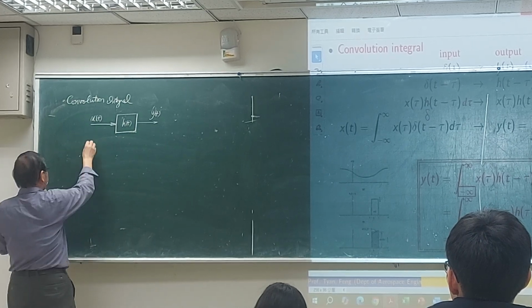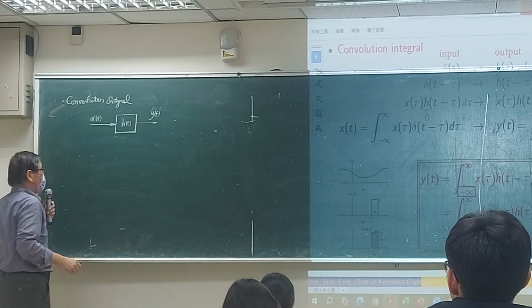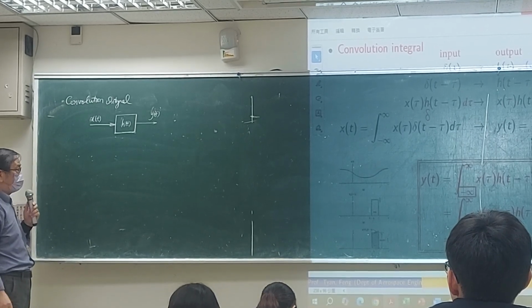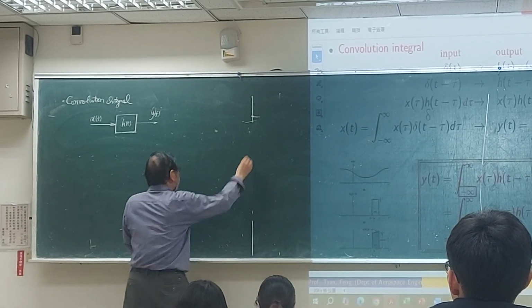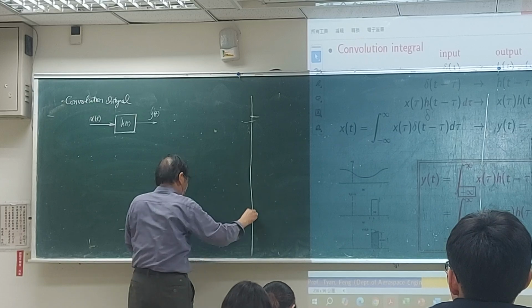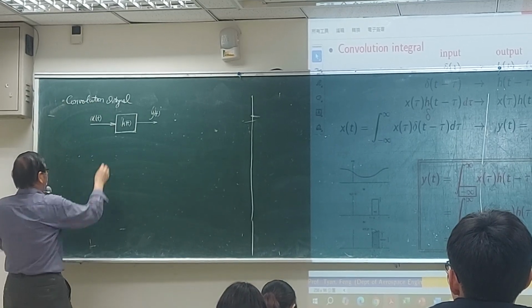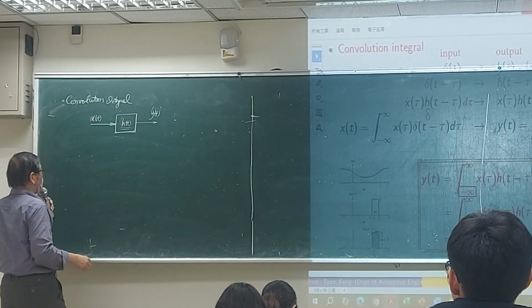Here let's assume I have an input signal x of t, then the output will be y of t. That's the assumption here. And the impulse response is h of t.